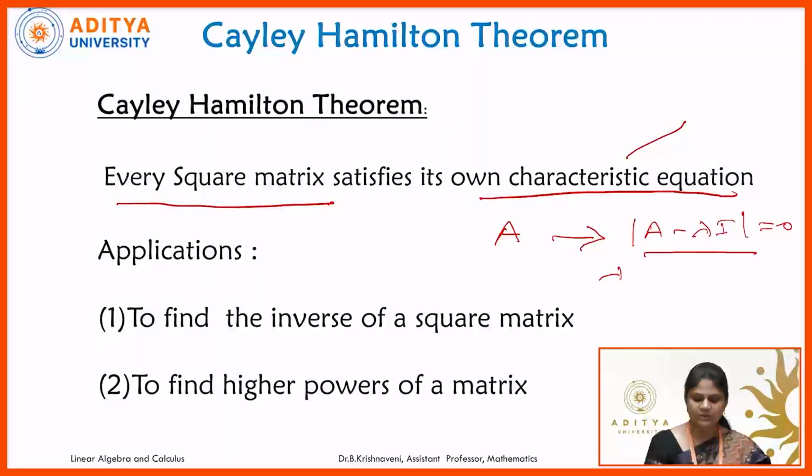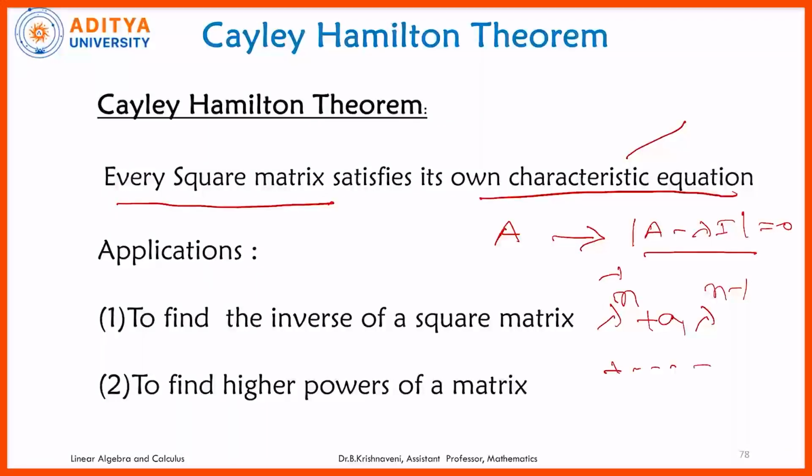For example, let us take the characteristic equation as lambda power n plus a1 lambda power n minus 1 plus so on plus an is equal to 0. By the Cayley-Hamilton theorem, we need to substitute lambda is equal to A, then that equation becomes A power n plus a1 A power n minus 1 plus so on plus an I, which must be equal to 0. This gives the statement of the Cayley-Hamilton theorem.